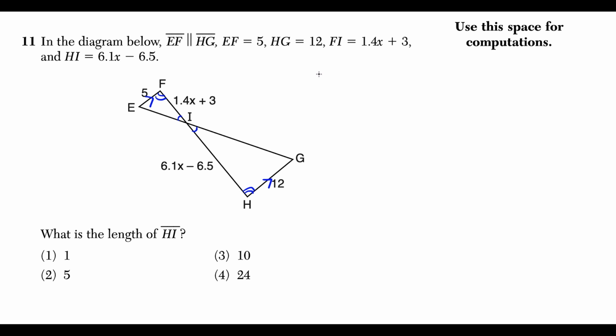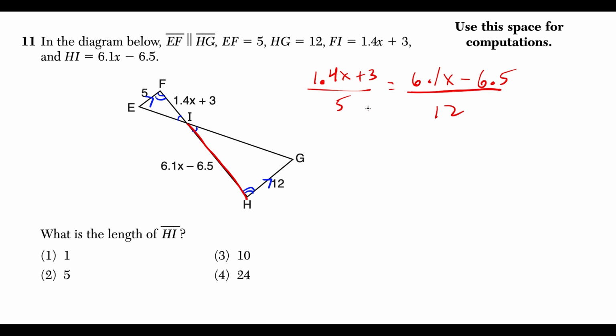So we have angle-angle similarity, so we can set up a proportion now. In the small triangle, I could say 1.4x plus 3 over, and I'm going to set 5 in the denominator here. And then I have to set up the same ratio in the second triangle, making sure I use the corresponding sides. But be mindful that 1.4x plus 3 was between the single and double notch angle. So between the single and double notch angle here is this side, 6.1x minus 6.5, and this is going to be over 12. And just remember, once again, the goal is to find the length of side HI, which is over here.